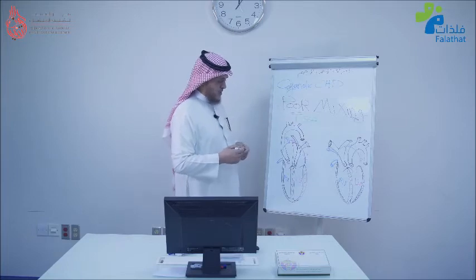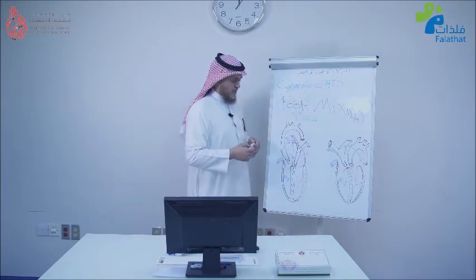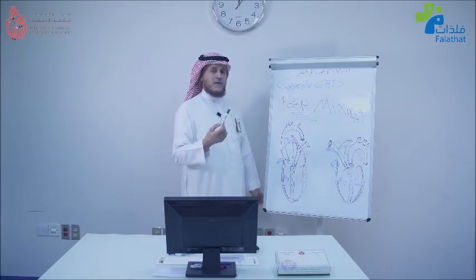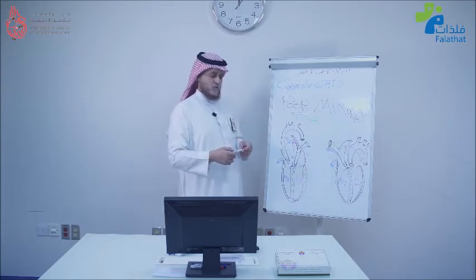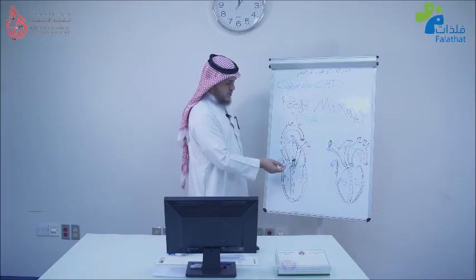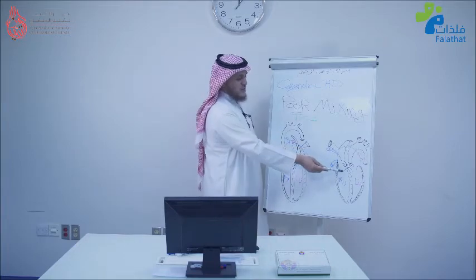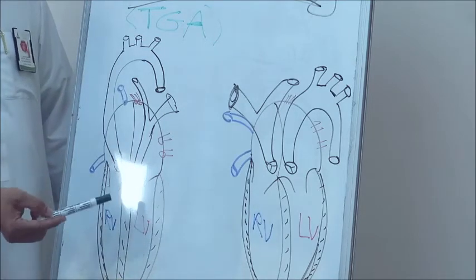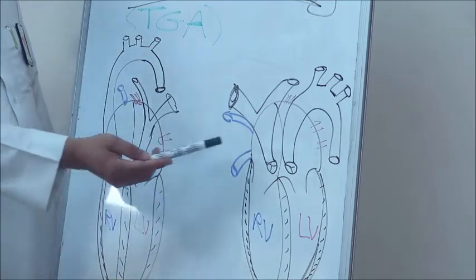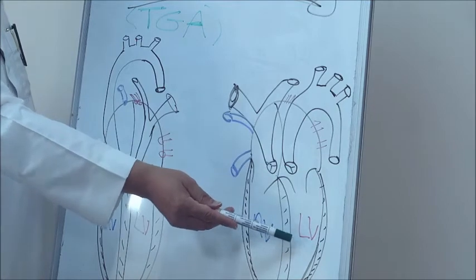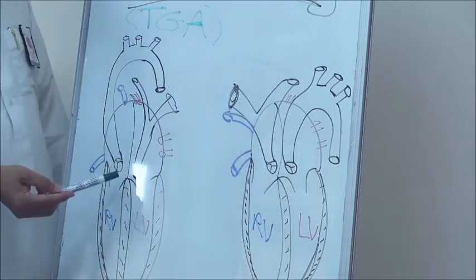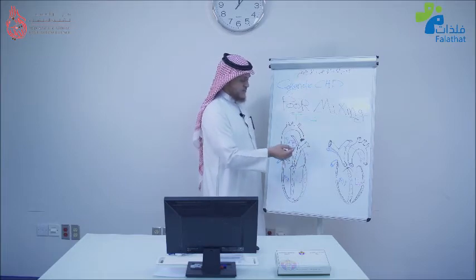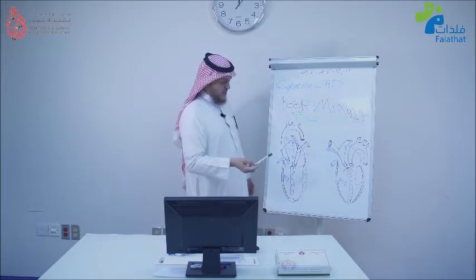So let's follow the blood and see what it is. And when we say transposition of the great arteries, we mean the great arteries are transposed. The pulmonary artery, which originates from the right ventricle, in this case is originating from the left ventricle. The aorta, which originates from the left ventricle, is in this case originating from the right ventricle, and so on. So let's see how the blood is going.